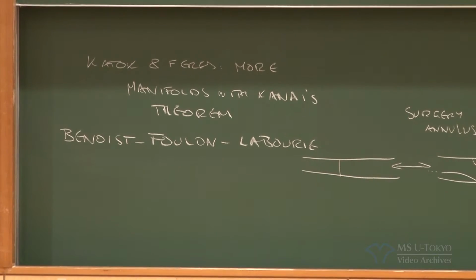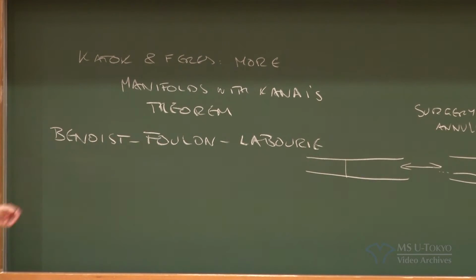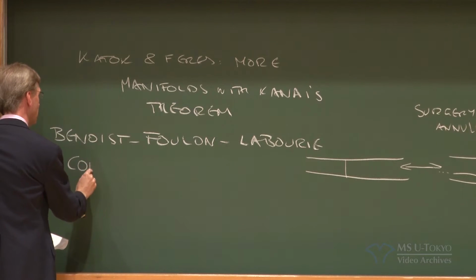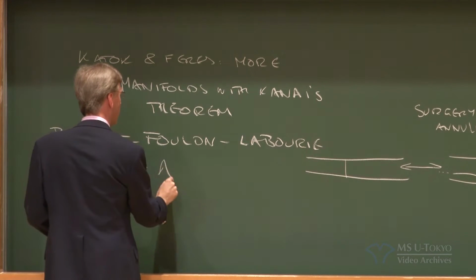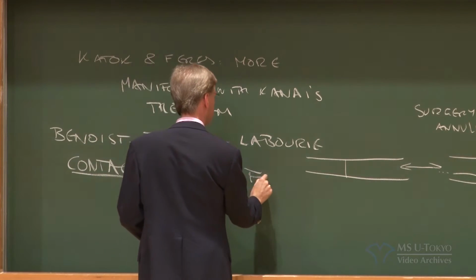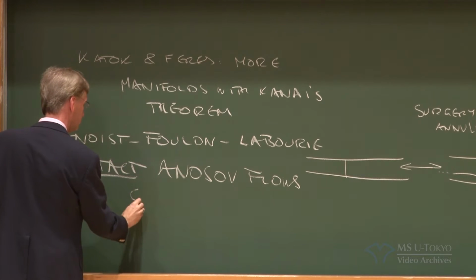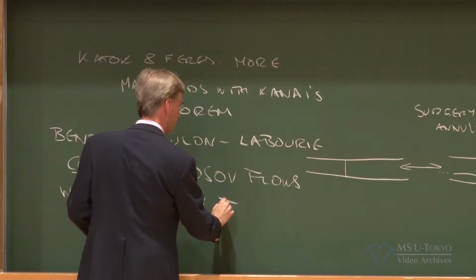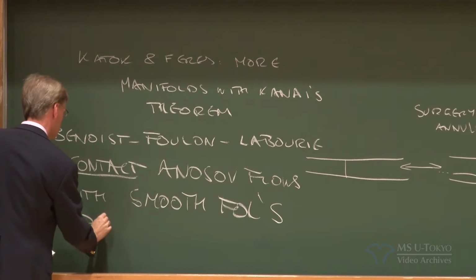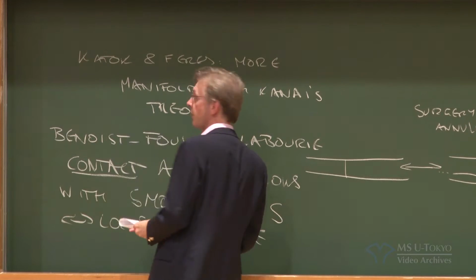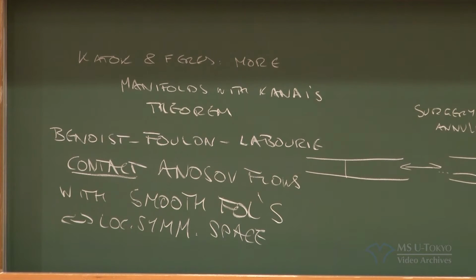And, all right, they won. What they proved is that if you take any contact Anosov flow that has smooth invariant foliations, it corresponds to a locally symmetric space, meaning it is actually smoothly, not just topologically, but smoothly conjugate to the geodesic flow of a locally symmetric space, or more specifically to the geodesic flow of a Riemannian metric on a manifold which is locally symmetric.